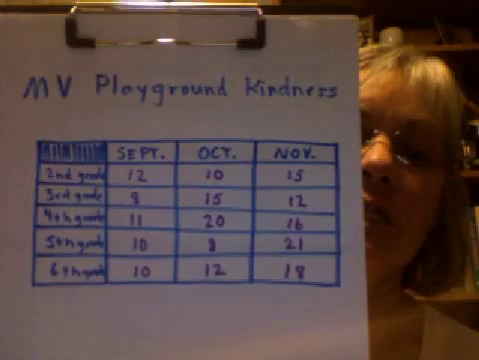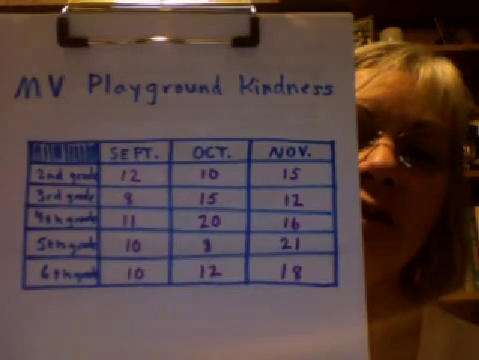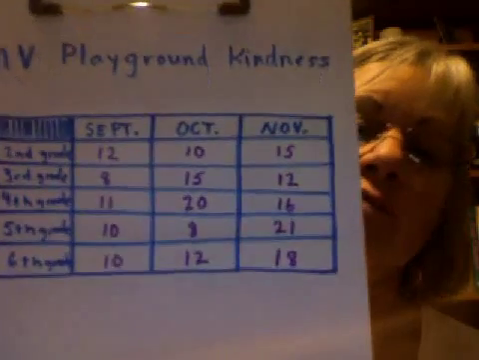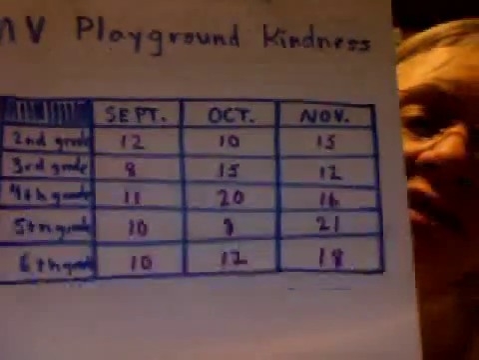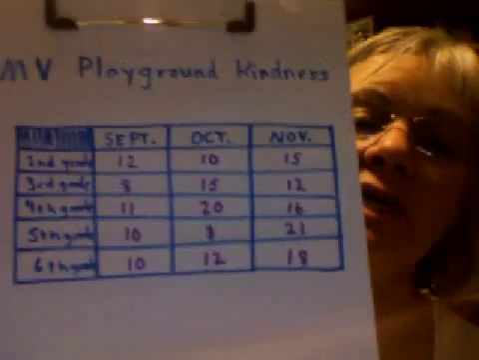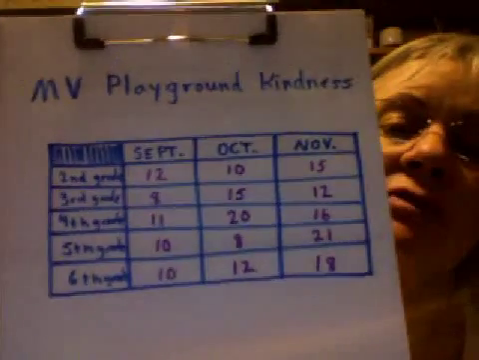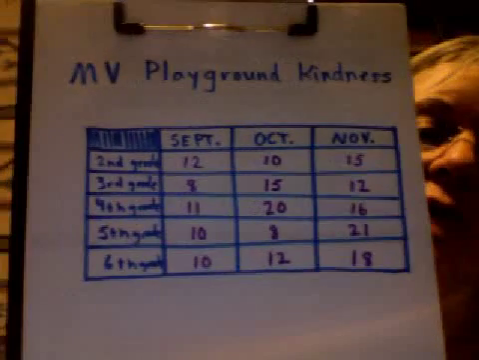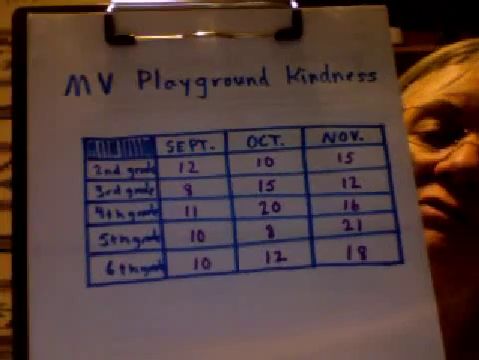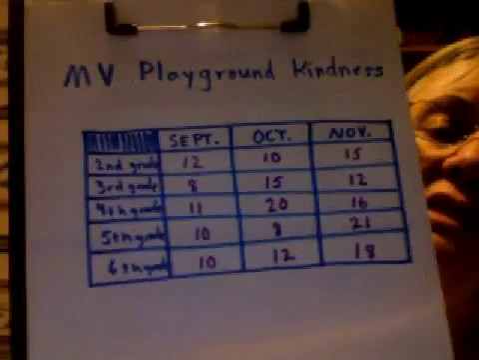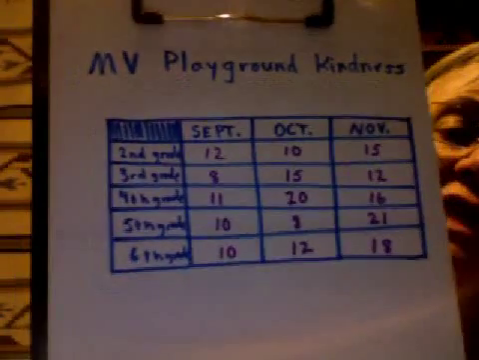For instance, we can say which grade showed the most kindness in October. You can read the chart and see what the answer would be. But we could also make our questions a little more complicated. For example, if you thought about all 3 months, which grade showed the most kindness? And you would use your basic computation skills to add all the months together to find the answer to that question.